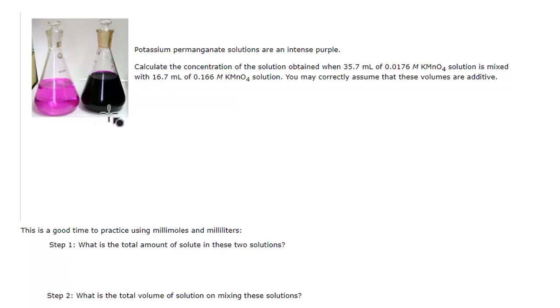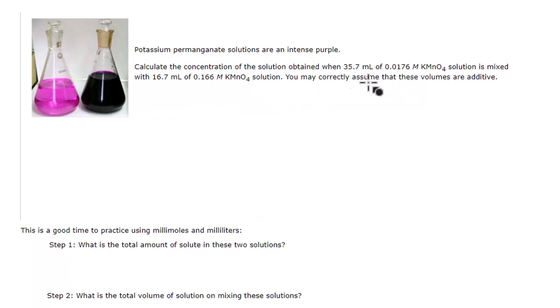Here we've got 2 solutions of this potassium permanganate, and the permanganate is the reactive substance that makes this purple. We've got one where we have 35.7 mLs, and its concentration is what I talked about. And then we've got another volume, which is a bit less than that, and it's a more concentrated solution. Calculate the concentration of the solution obtained when you mix these 2.